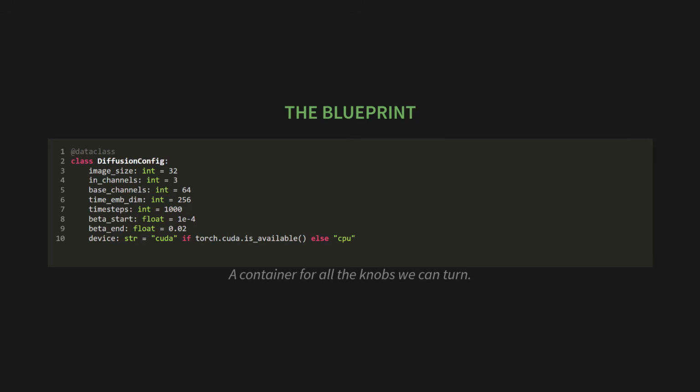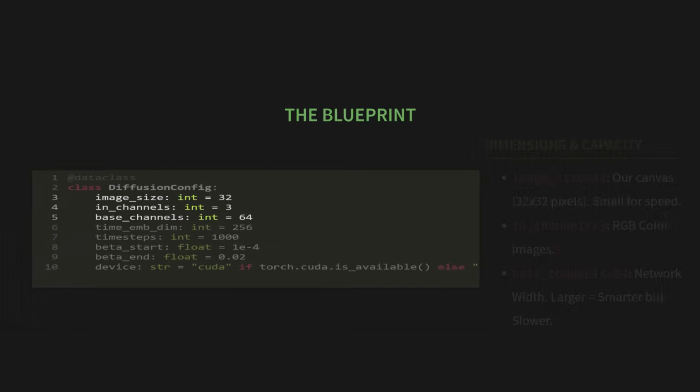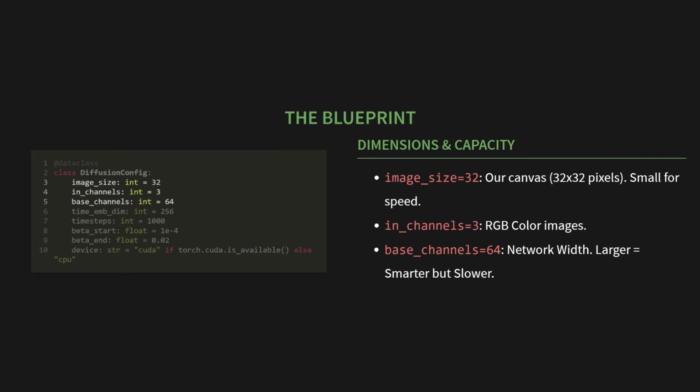So let's break this blueprint down. First up, we have dimensions and capacity. First, image size is 32. This is our canvas, 32 by 32 pixels. Why so small? Just for speed, so we can train this thing quickly. Next, in channels equals 3. That's for RGB color images. And base channels is 64.